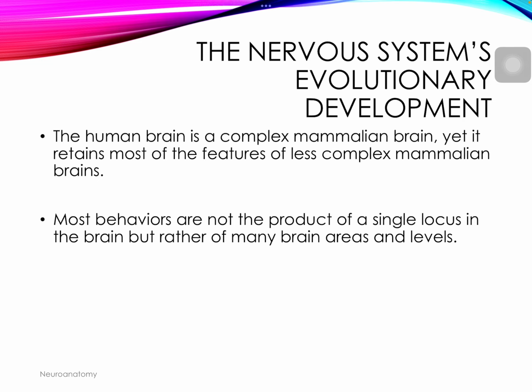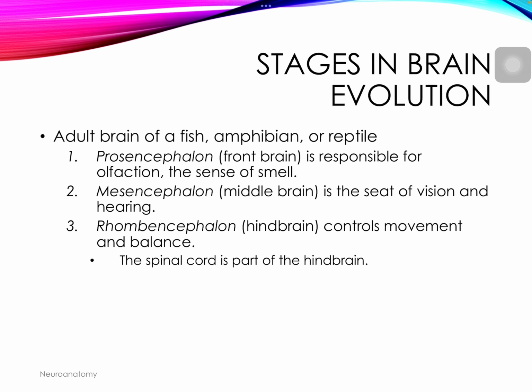And so we're going to move through the simpler part of the brain to where we have more complex activity. If we look at the evolution of how the brain has come about, if we look at a fish, amphibian, or reptile adult brain, you're going to see the front, middle, and hind brain very similar to what you would see in a mammalian brain. So you have the prosencephalon, which is the front brain. This is really important for olfaction, which is the sense of smell. Mesencephalon, which is the middle brain, is important for vision and hearing. And rhomboencephalon, which is the hind brain, is important for movement and balance.